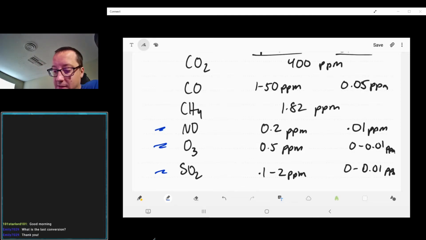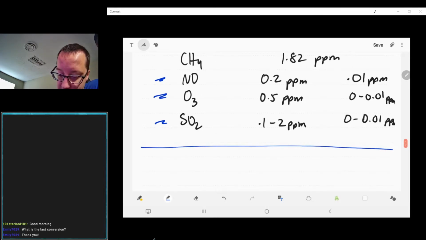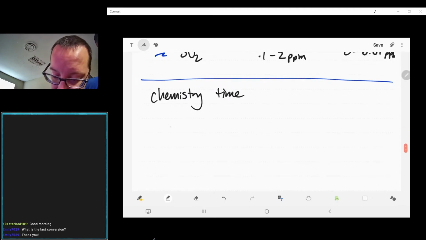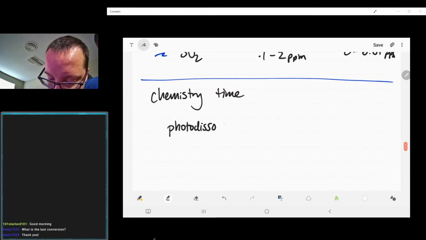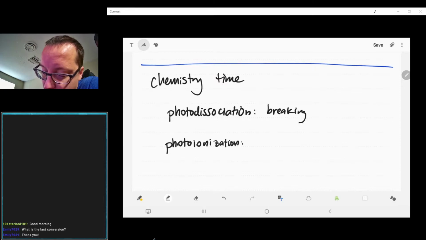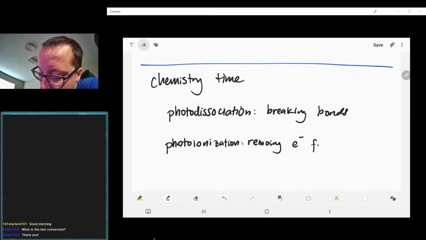So, anyways, let's actually start with some chemistry now. Chemistry time. We're going to see there's two major reactions that will happen with various molecules in the atmosphere, one of which is photodissociation, which is where molecules will simply separate. Another one is called photoionization. Photodissociation is just going to be breaking bonds in chemical compounds, and ionization is going to be removing electrons from atoms.